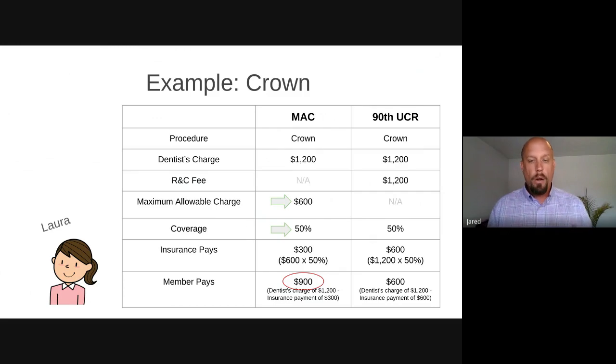On a 90th percentile UCR plan, it's still the $1,200 charge. The allowable amount, or the UCR fee, from the insurance company is $1,200. So they're going to allow that charge. Laura's plan pays 50%, so the insurance company is going to pay $600, leaving Laura with $600 to pay out of pocket. Now, if the dentist charge was $1,300, $100 above the UCR fee, Laura's going to have to pay that extra $100. She would pay $700 out of pocket. Again, that's 1 in 10 dentists in her area, so it's likely that she's not going to be balance billed.